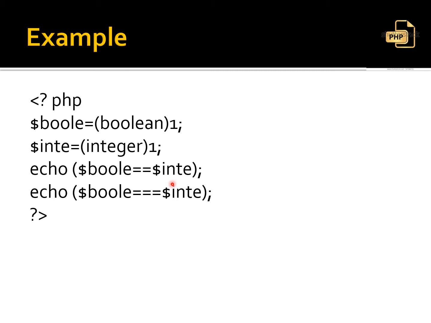So here the answer is true because if we are comparing the value on left hand side and right hand side, both are having the value 1. So it will produce a true value. In the next step, echo $booly equal to $int.